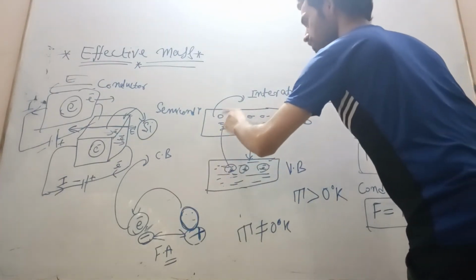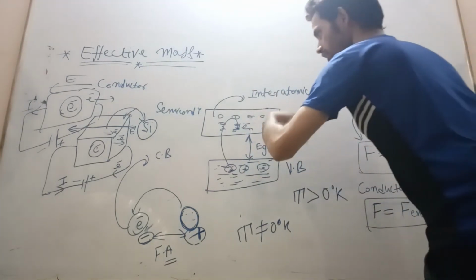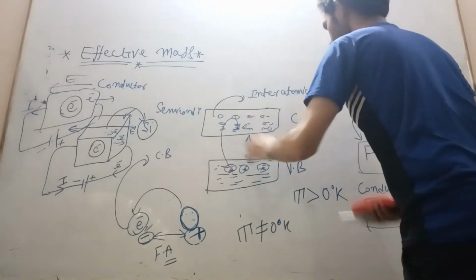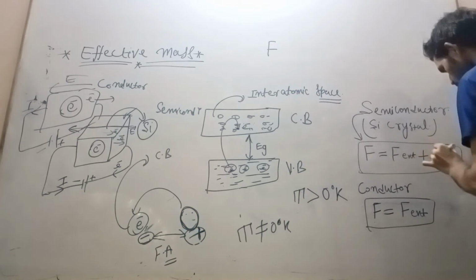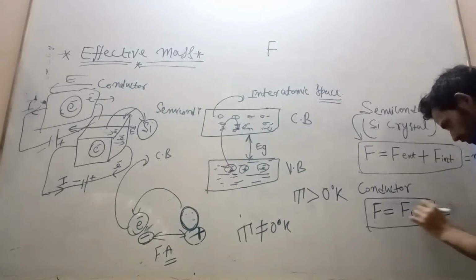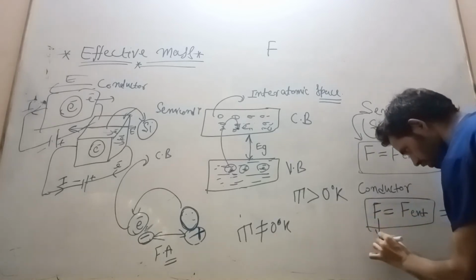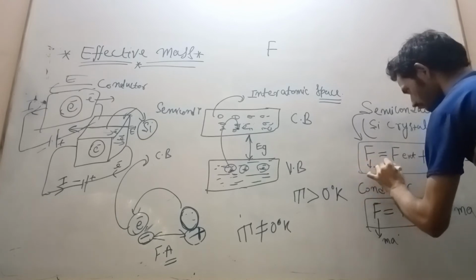Free electron. Where? In the conduction band. Okay, in the conduction band. It is affecting the motion of this, so due to which its mass will get affected. See, this force is equal to what? This force is equal to mass into acceleration.